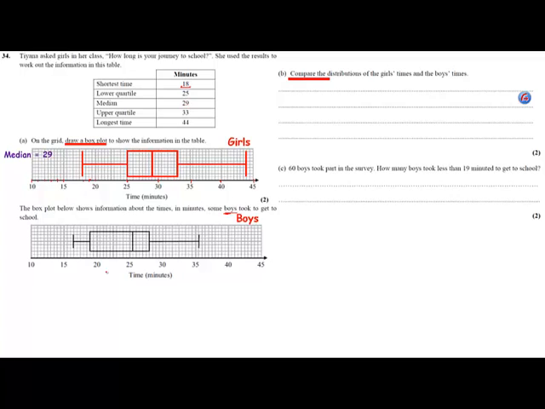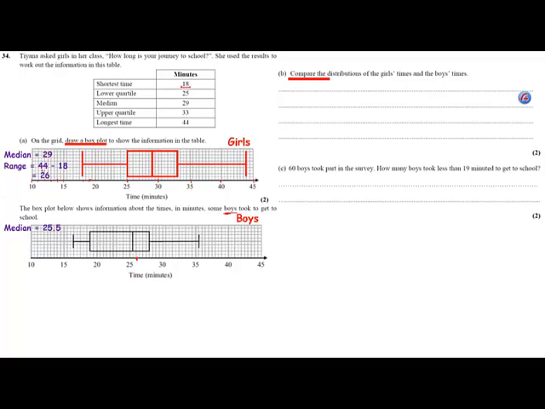It's 29. In the second one, the scale is identical, so I have to be incredibly careful with this. There's the median for boys. If that's 25, that value there is 26. So the median for boys is going to be 25.5. 25.5. Okay.